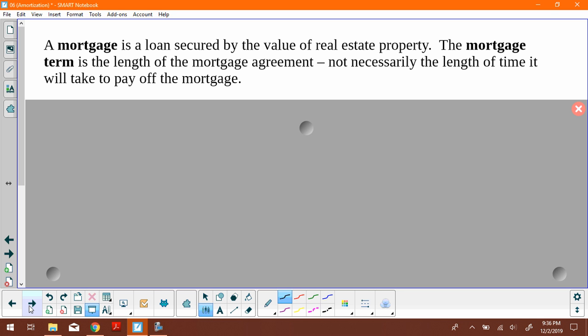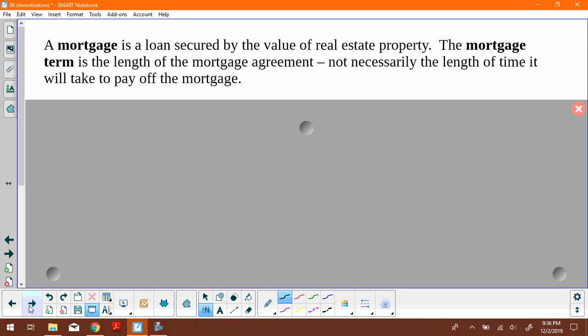When you take out a mortgage on a house, until you have paid that off, the bank is technically the owner. So if for some reason you could no longer pay your mortgage and what they call defaulted on it, you can't make your payments, the bank keeps the house and you have to leave. And then the bank can sell it and recoup the money that they would have lost from you.